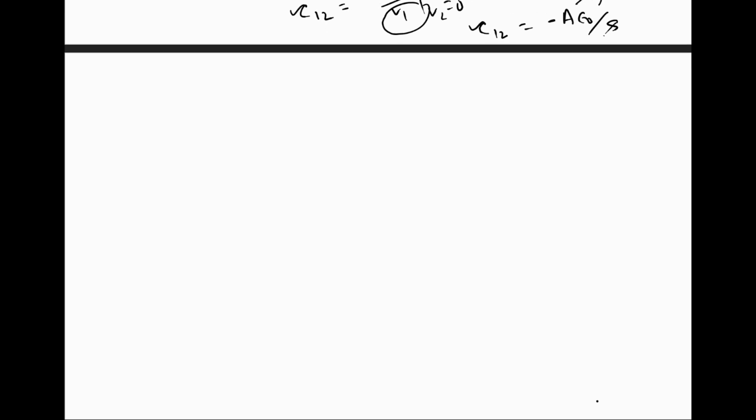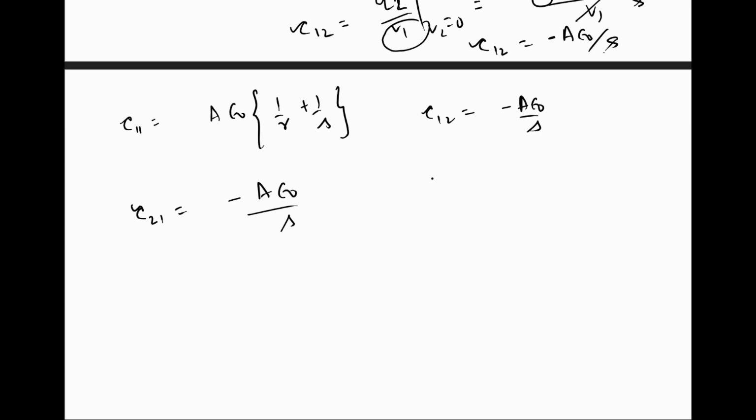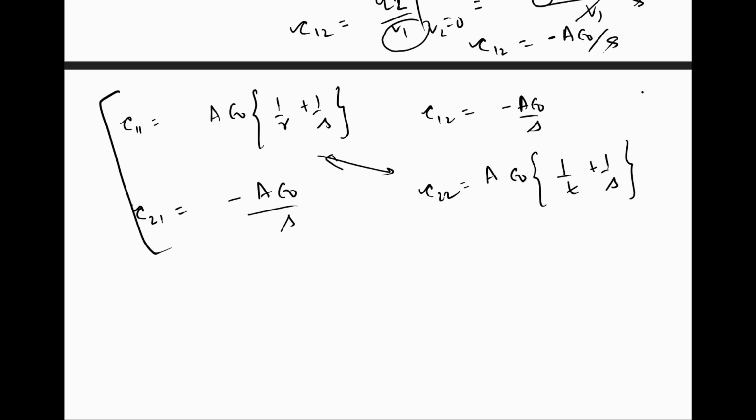So in this way we can see that C11 is equal to A epsilon naught (1 by R plus 1 by S). C12 is equal to minus A epsilon naught over S. Similarly, C12 is equal to C21, so it will be minus A epsilon naught over S. And C22, by the similar method, we can find out as A epsilon naught (1 by T plus 1 by S). Okay, so this is the coefficient matrix.